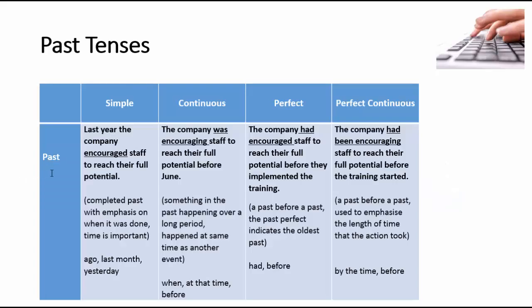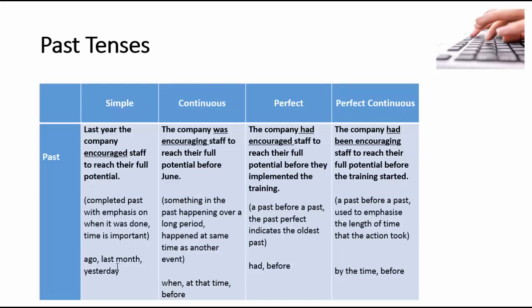So first of all, in terms of the past tenses, we have the past simple, continuous, perfect, and perfect continuous. Most of the time English just uses the past simple with some past continuous. However, it is possible for the others, as we'll see in this example. Past simple: Last year the company encouraged staff to reach their full potential. So we can see how we're actually talking about a completed past. It's not still happening now. If it was still happening now, we would use a present tense, but we like to use this idea of ago or last month or last year or yesterday, because past simple talks about a completed past.